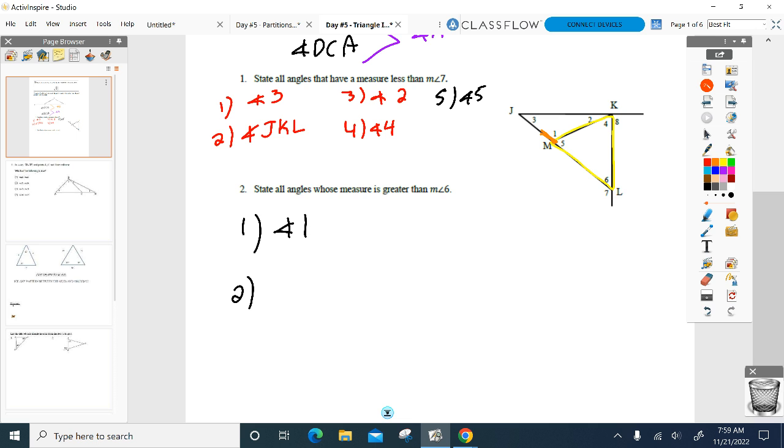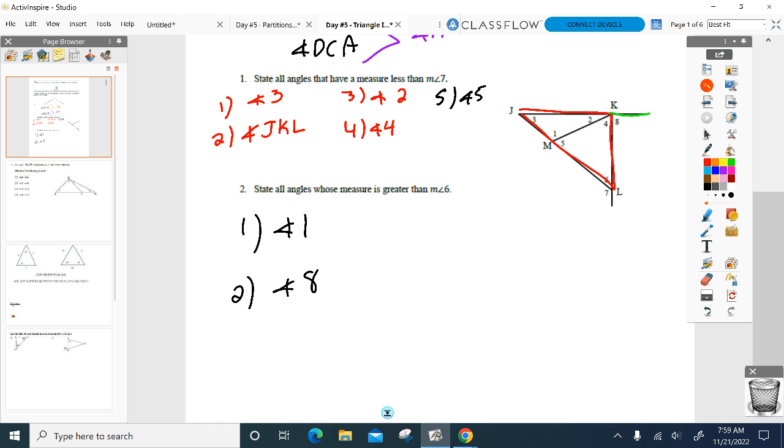Anybody find the second and final one? Iris? 8. Yes. There we go. How does 8 figure in? New triangle. Yes, 6 is an angle in MKL, but 6 is also an angle in JLK. 8's an exterior. 6 is the remote interior. Good work, everybody.